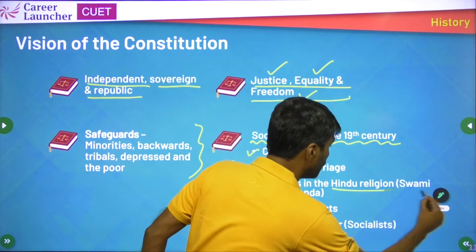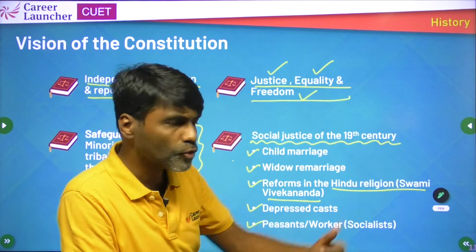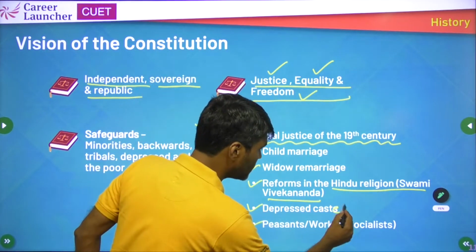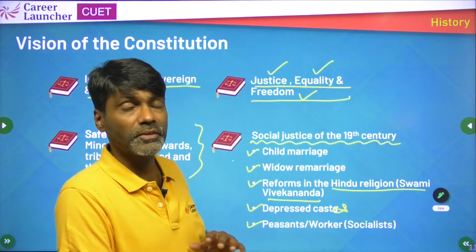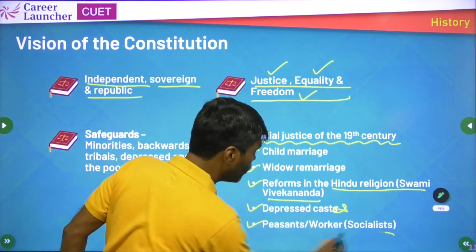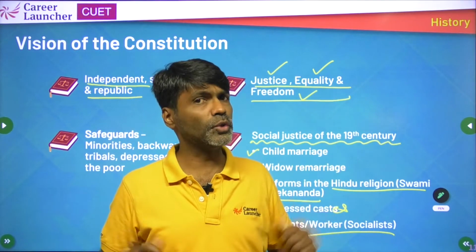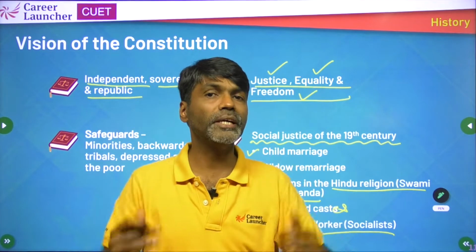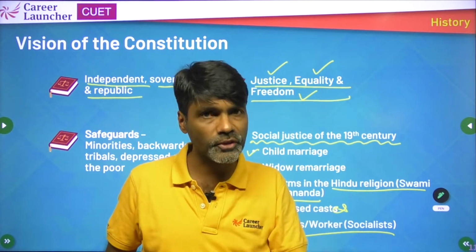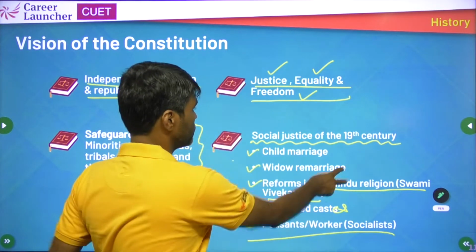Swami Vivekananda spoke about how even the Hindu religion needs to be reformed. How do we create scope for that? How do we take care of the oppressed caste, the depressed caste, the downtrodden? How do we take care of the socialists or the workers? And different groups, different people were working towards this. The constitution wanted to include all of it in its vision-making process from 1946 to 1950. Okay, let's move forward.